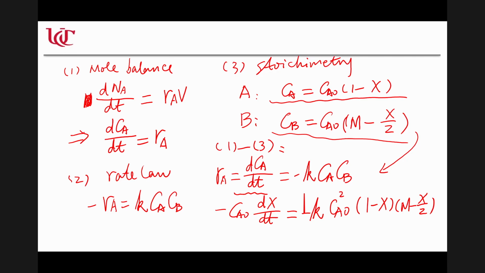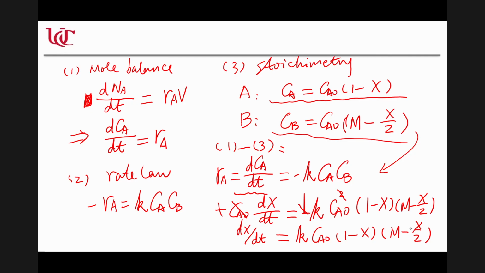Okay, right. So here we can cancel CA0, the square is canceled. So minus canceled. So eventually we can get dx/dt equal to k CA0 (1 minus x). That's the final equation we can get.